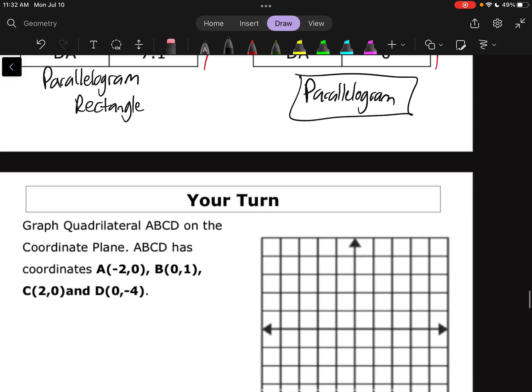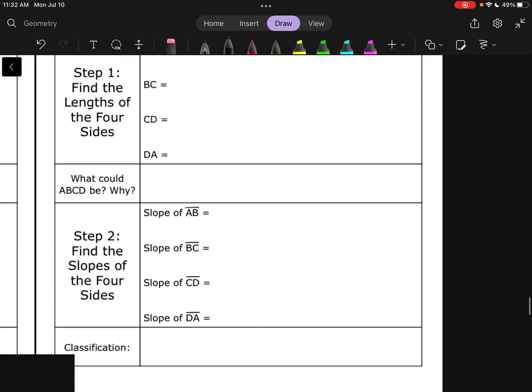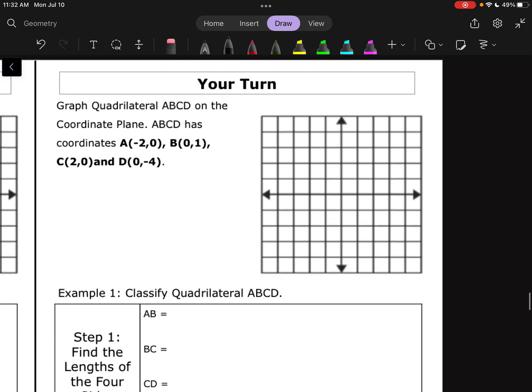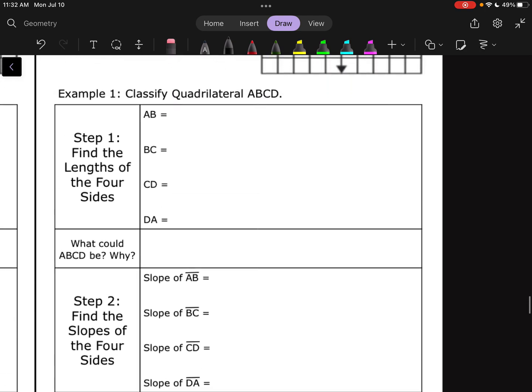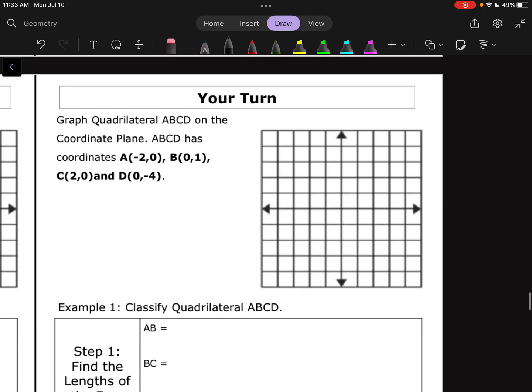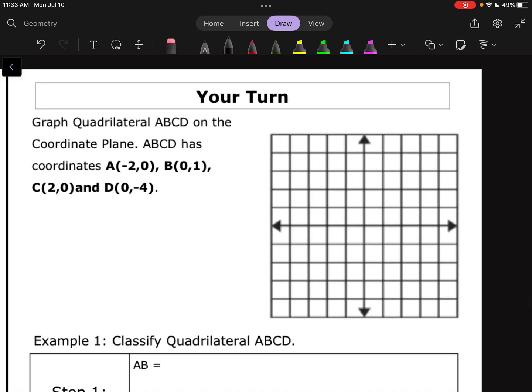So for your turn here, you've got one big problem that you're going to try to do. And it is by looking at the sides, so it's like the first example that we did. So try to classify this thing and come back to see how you did once you've got your answers.